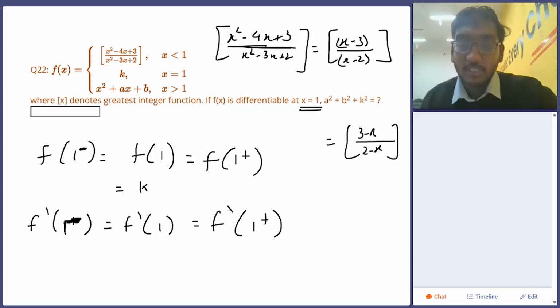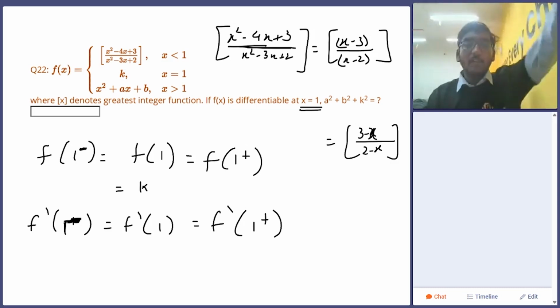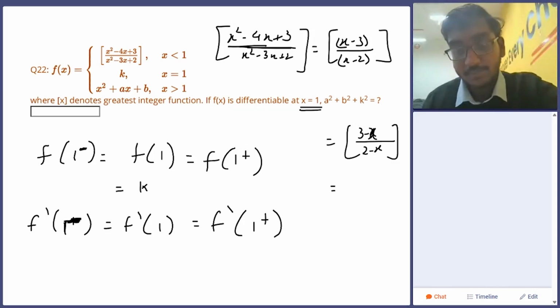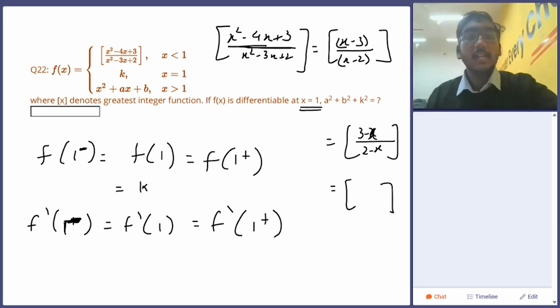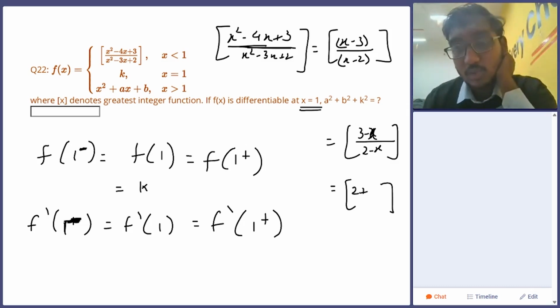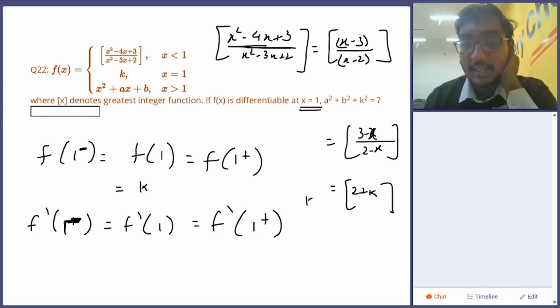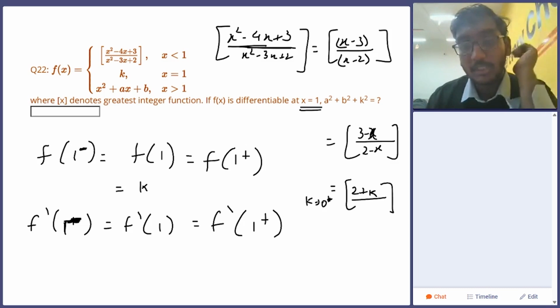3 minus x upon 2 minus x can also be written like this. Why? Because if you pull out the negative sign from both the numerator and denominator, you will end up with this. Now, what will be the value of 3 minus x when x is approaching 1 from the left hand side? It will be a little bit more than 2. Let's call it 2 plus k, where k is a positive value approaching 0.